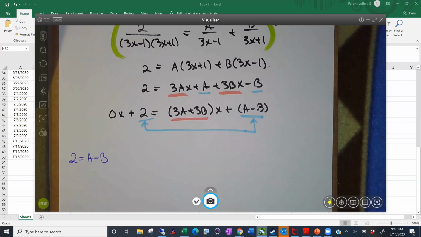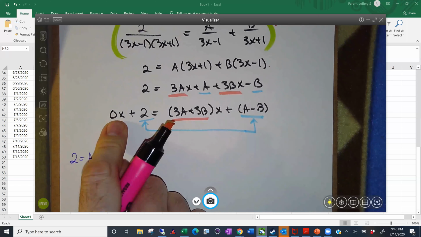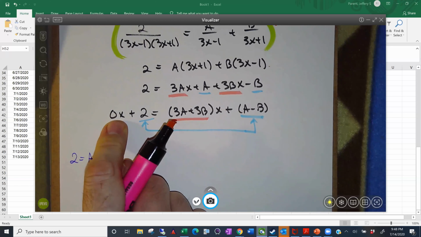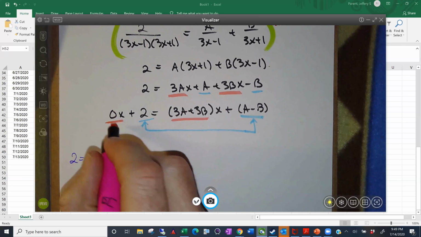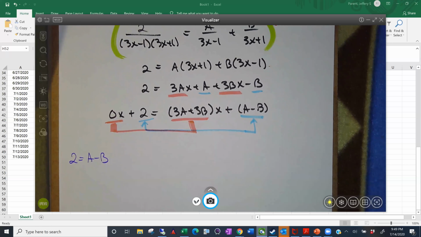What else? Well, I got another equation. Now there wasn't an x on the left-hand side, so I can think of that as being 0 x's. And that gives me another equation. That is 0 equals 3a plus 3b.